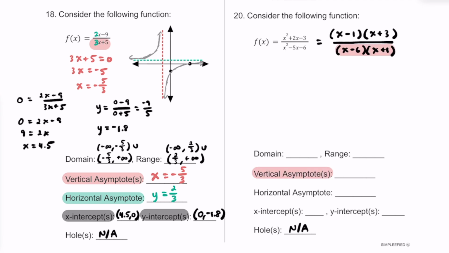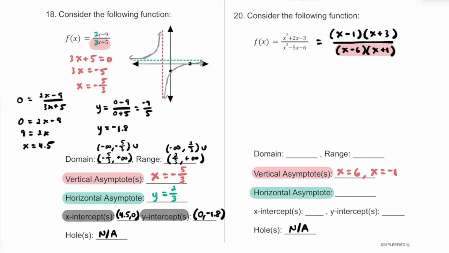So looking at the vertical asymptotes first, we can see what x could be that would make the denominator equal to 0. Looks like we would have two vertical asymptotes here, one when x is equal to positive 6 and when x is equal to negative 1. So we're going to have two vertical asymptotes here.